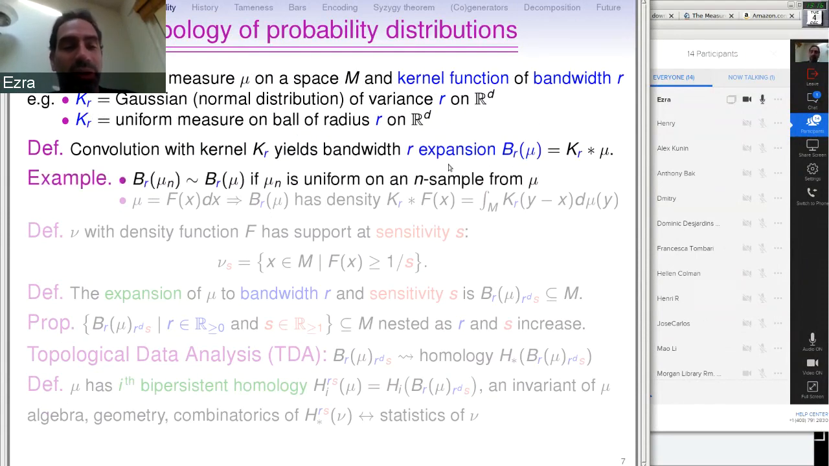So, for example, if you take an n-point sample from your measure mu, so mu_n is uniform on an n-point sample from mu, then you can expand that measure. So this is now just a finite set of points. And when you expand it, you're going to get sort of a sum of disks or a sum of Gaussians, and that's going to approximate this expansion of mu. So here's what the picture looks like.